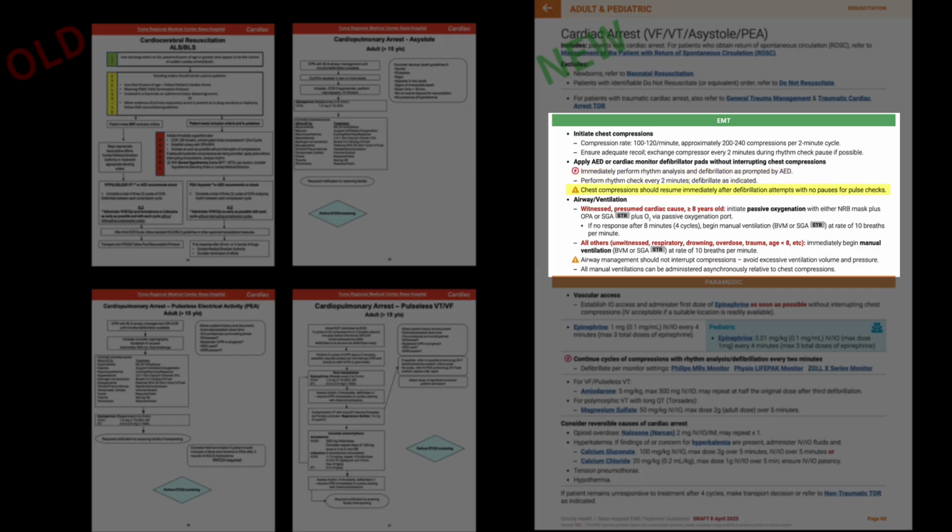This is a very important detail that was not mentioned in the old version. Every time you administer a shock, you need to immediately resume chest compressions without pausing for a pulse check. Next is the airway and ventilation step.